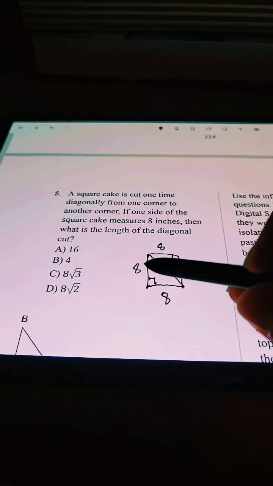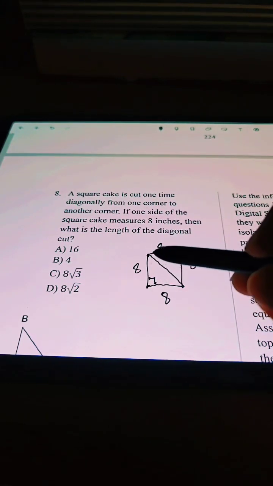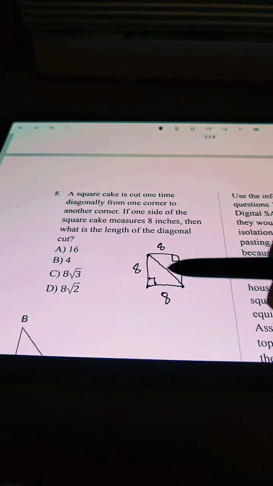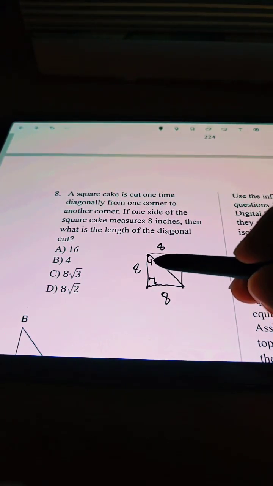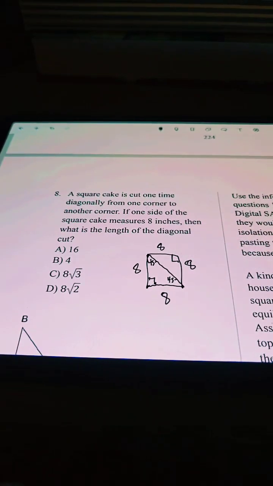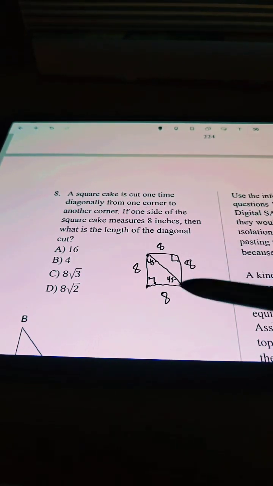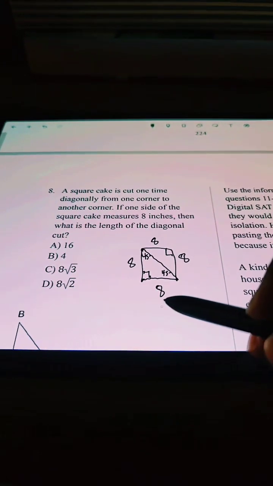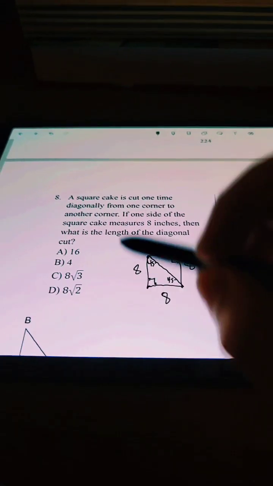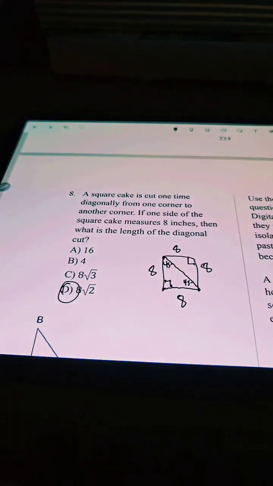So you see how both of these sides of this triangle are 8 and 8? That means I have an isosceles right triangle, also known as a 45-45-90 triangle. So I could just use the rules that I know about the ratios of the side lengths to say that this diagonal is equal to 8 root 2. So then it would be D.